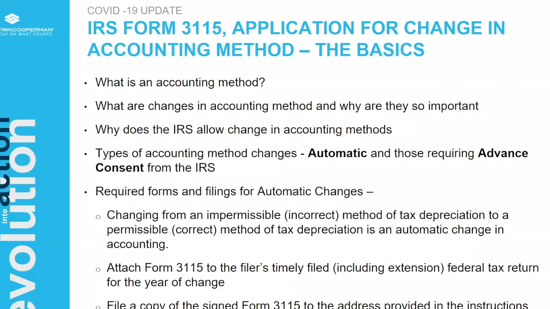So how do we make our change in accounting? Well, first and foremost, it's important to note that changing from an impermissible or incorrect method of tax depreciation to a permissible or correct method of tax depreciation is an automatic change in accounting. It happens to be designated change number 7. This change is made by preparing Form 3115 and attaching it to the filer's timely filed tax return, including extensions. And you also need to file a duplicate copy with the Service as provided for in the instructions.